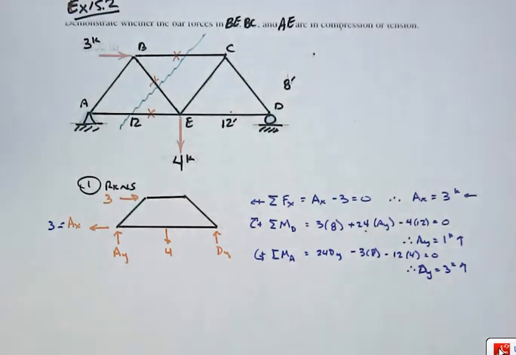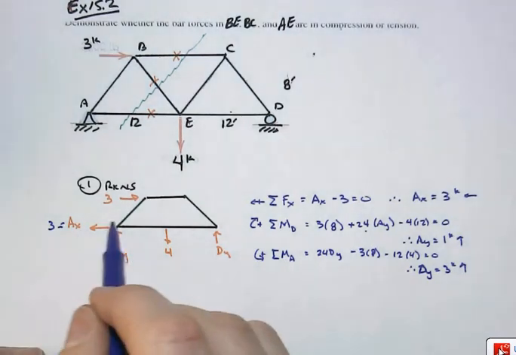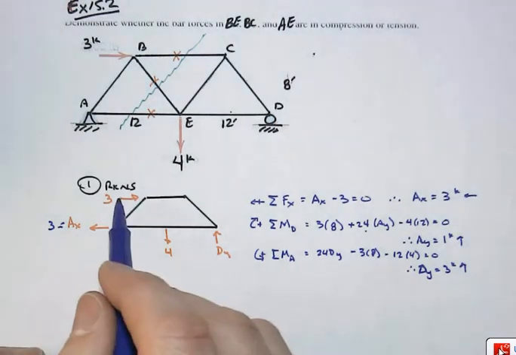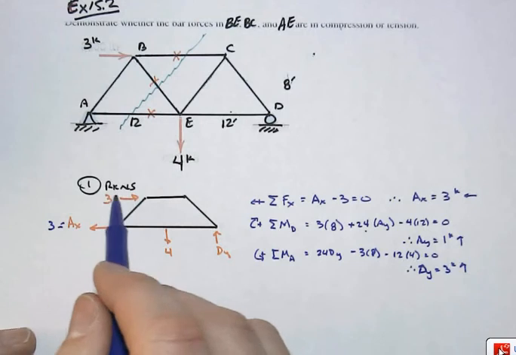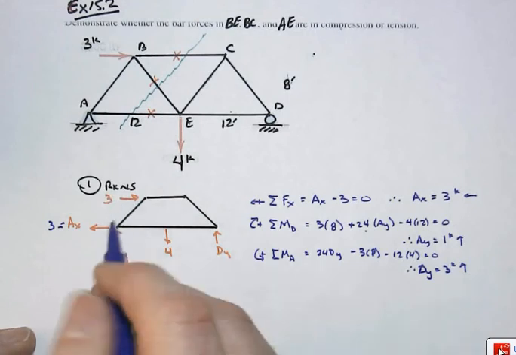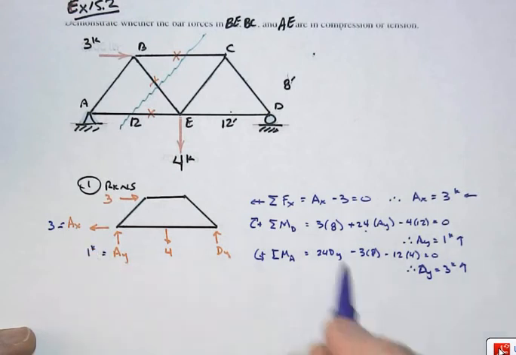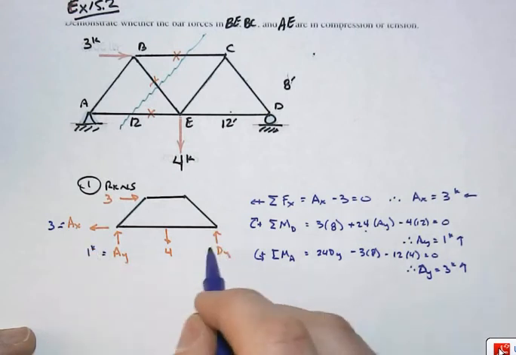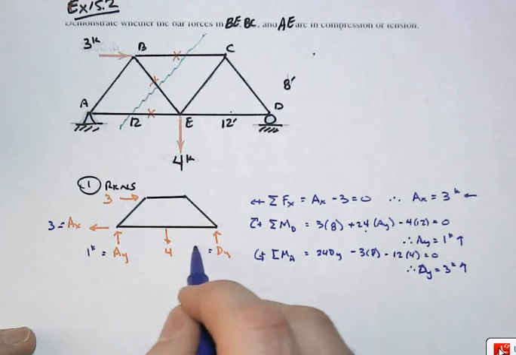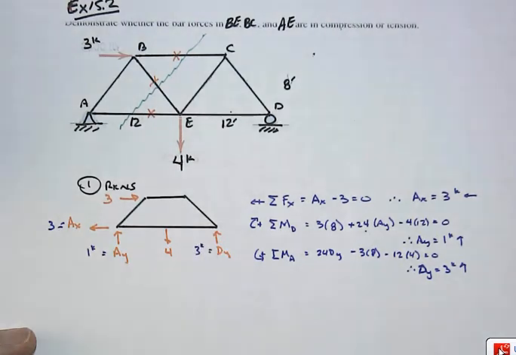We see, and some of these are somewhat trivial, such as AX is the only X component of all the reactions, so it has to be equal to the net of all the lateral applied forces. There's only one, 3, so that one becomes somewhat trivial. And then through some moments either about A or D, I can find out what the values are of AY and DY being 1 and 3 kips respectively.